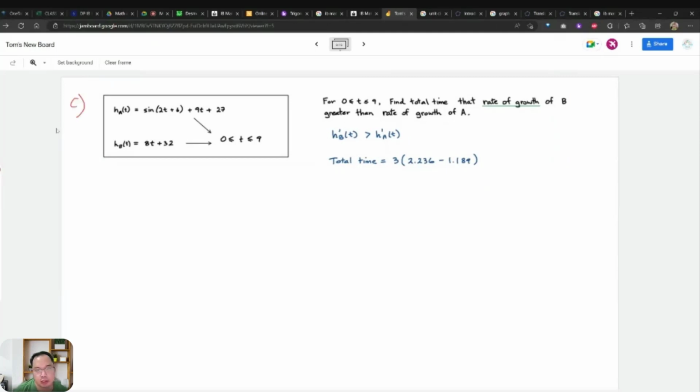Okay, C. The rate is the derivative. So to answer this question, find the range of the time so the rate of the growth of land B is greater than the rate of the growth of land A. We have to take the derivative of the two functions, the function up here and the function at the bottom. Okay. Firstly, do the derivative of HA. HB seems easier to take a derivative of.